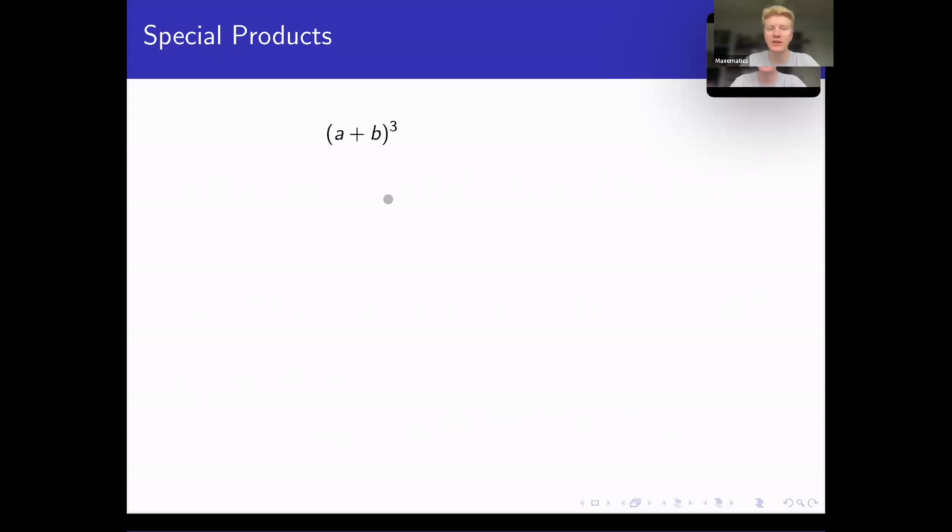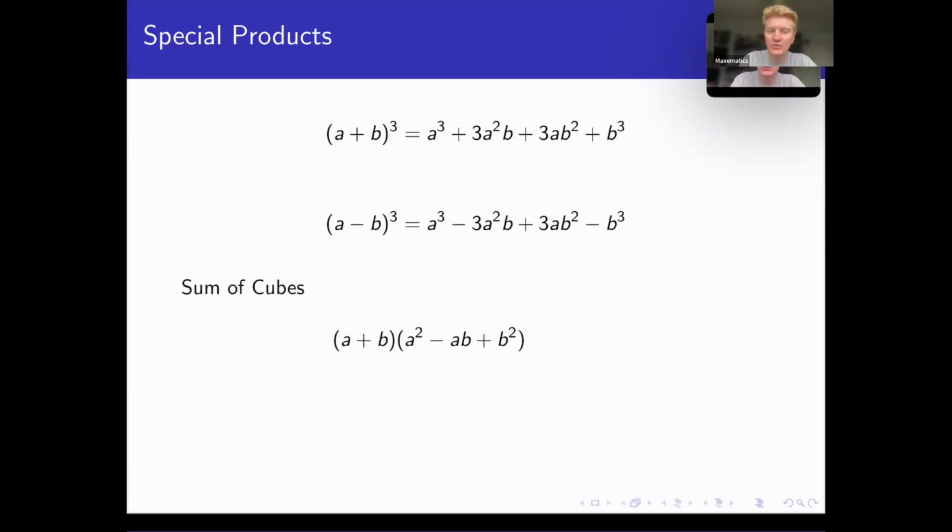Some more special products, a plus b cubed, a sum cubed, looks like this bad guy. You can practice that on your own. A minus b cubed is this bad guy right here. Sum of cubes, so this is not nearly as common.